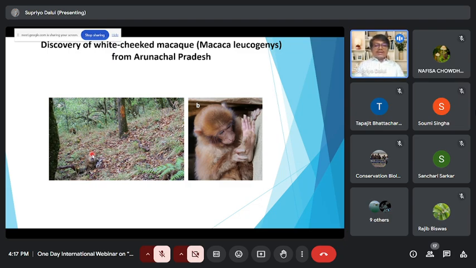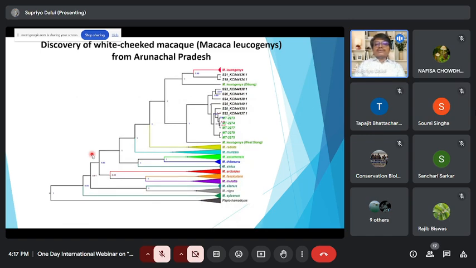So then Dr. Abhijit did some very good genetic analysis. Here you can see this is the sample I collected from West Siang, the baby monkey, and this is the sample collected from Dibang Valley. These two are clustering together in this particular group. These are different groups of macaques, but these particular samples are clustering together, and he identified it as Macaca leucogenys, the white-cheeked macaque.